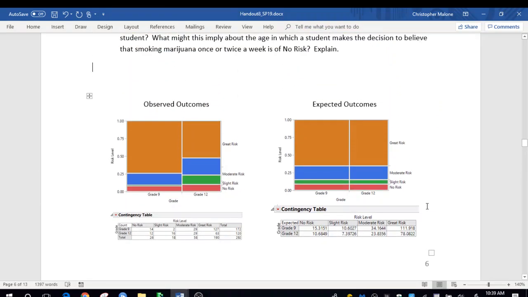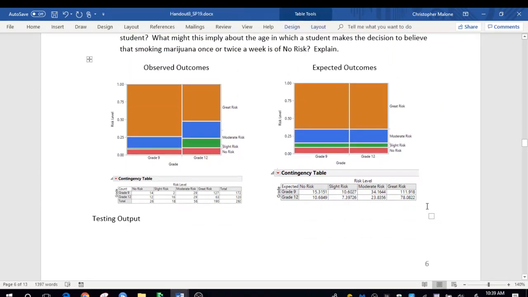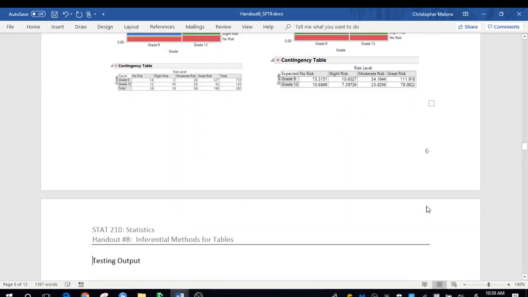Let me give myself a little bit of room so I can type those in there for you. So let's just do this one more time. The expected for grade 9, no risk, that combination. Step 1, get the percent for no risk. Again, under no difference.